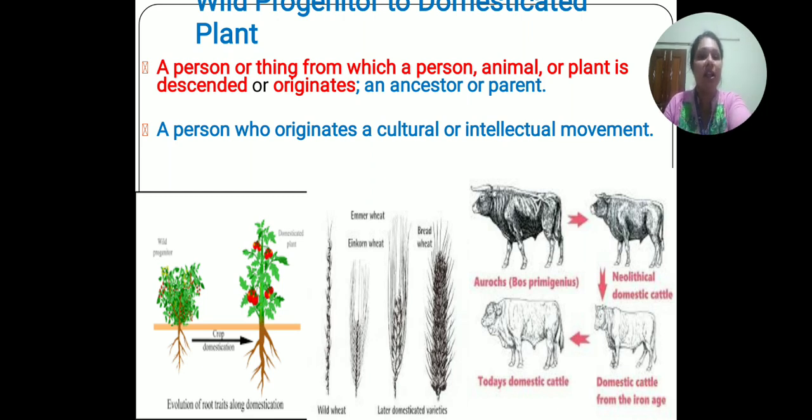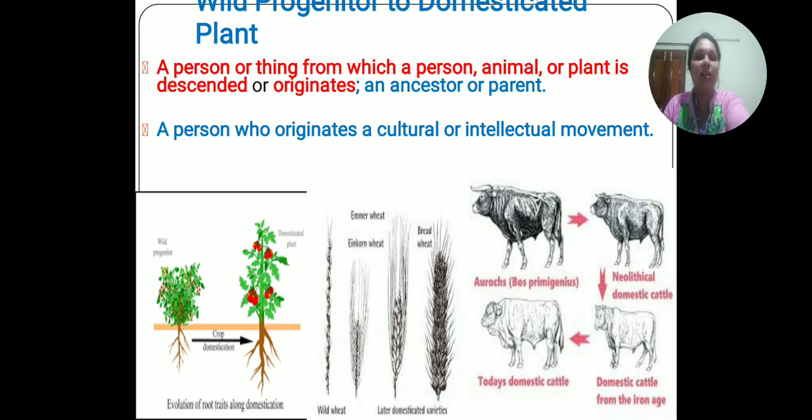So you can see on the left hand side, with the help of a picture, I will explain to you that on the left hand side, the wild progenitor is there. This is the originator of the plant, and on the right hand side, you can see a domestic plant, how it is looking. How the wild progenitor is looking unmanageable, and how the domestic plant is looking. It is looking so beautiful, so managed, so organized.